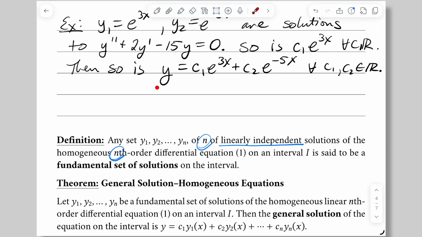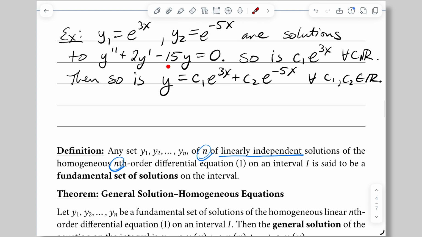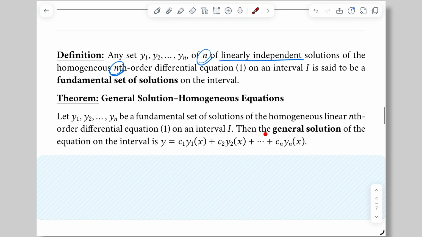So this form that I wrote down in the previous discussion here of y equals c1 e to the 3x plus c2 e to the negative 5x, that would actually be the general solution to the differential equation y double prime plus 2y prime minus 15y equals 0. We have two solutions to a second order differential equation, so they're a fundamental set of solutions. Clearly they are linearly independent because the exponents don't match. And the linear combination with arbitrary coefficients is what we call the general solution.